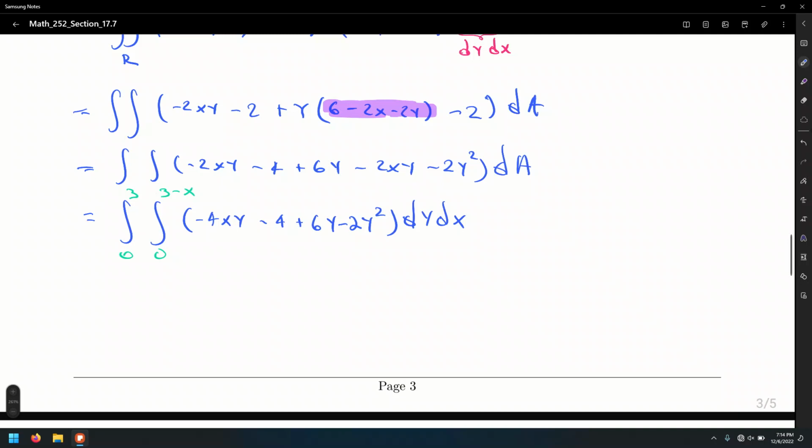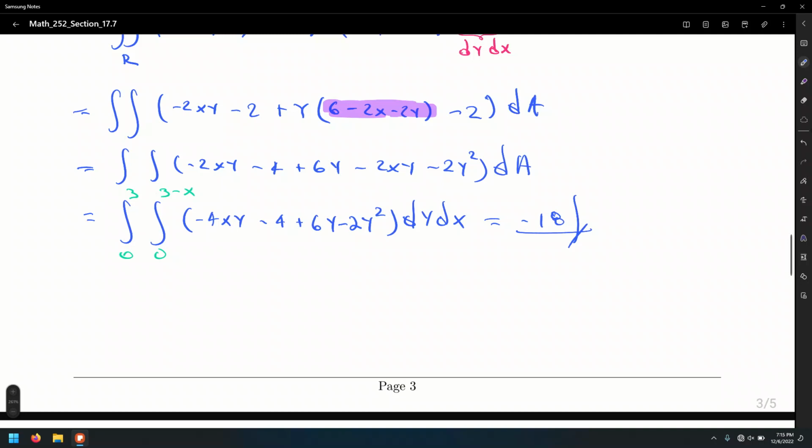And well, I'm not going to do this double integral. It has a lot of terms. I mean, I think at this point we know how this works. So I'm just going to give you the answer. Should be negative 18. Right? So this means the circulation is negative. Right?